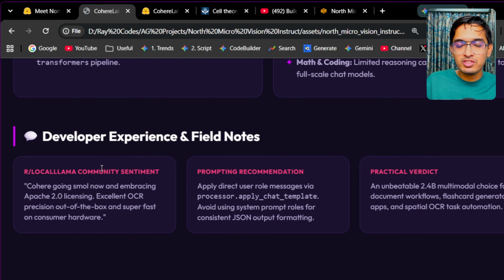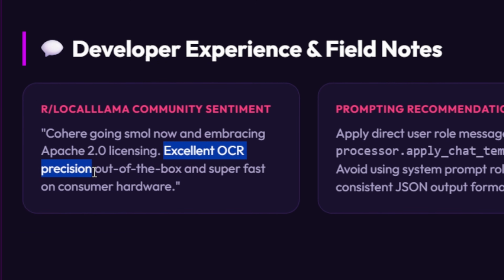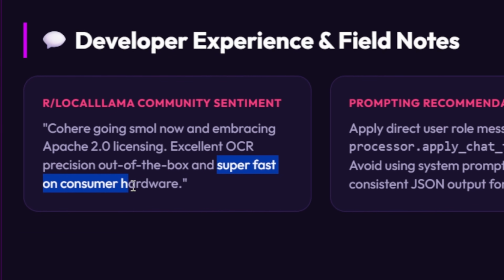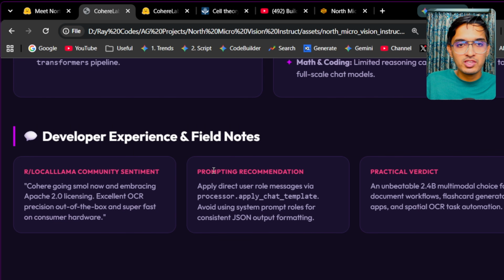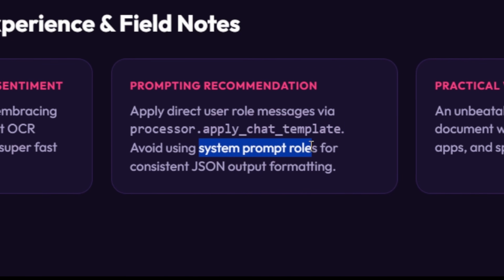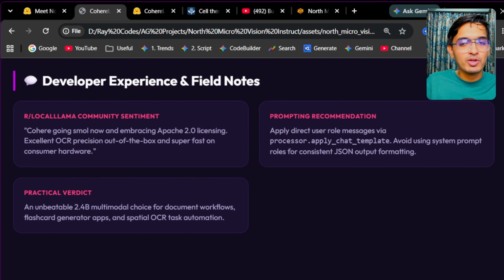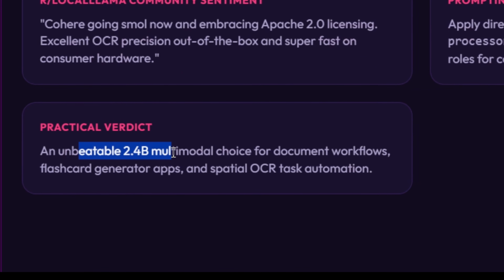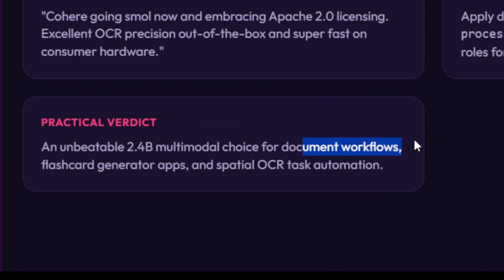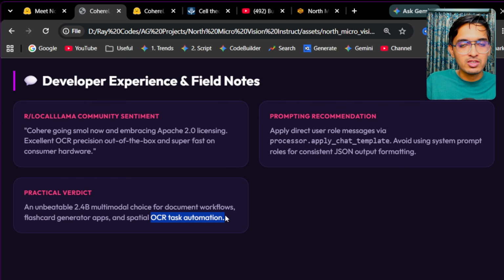The developer community is also buzzing around this release, as they are especially excited by the excellent OCR precision and super fast parsing on even consumer hardware. There is also a general prompting recommendation that I've talked about: we should use apply chat template and avoid using any system prompt rules for getting consistent JSON output formats. So the practical verdict is that it is an unbeatable 2.4 billion model for document workflows, flashcard generator applications, and also OCR task automations.